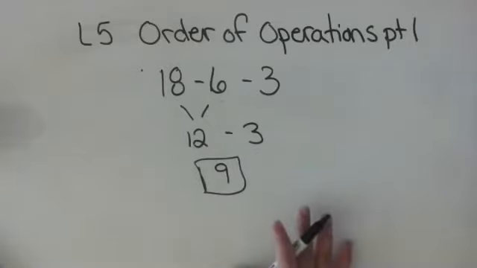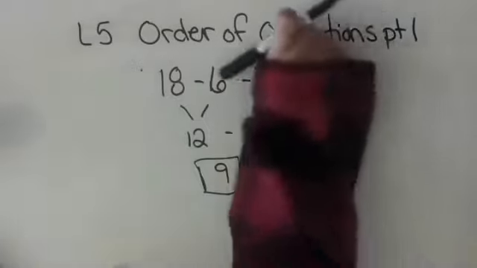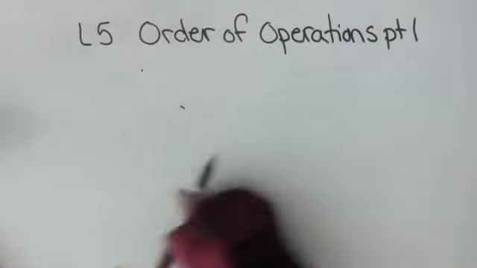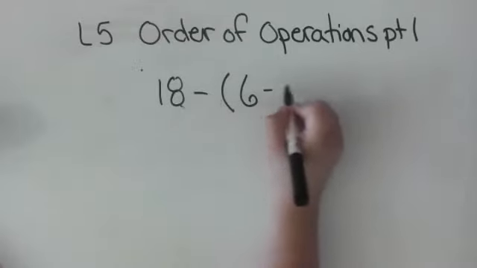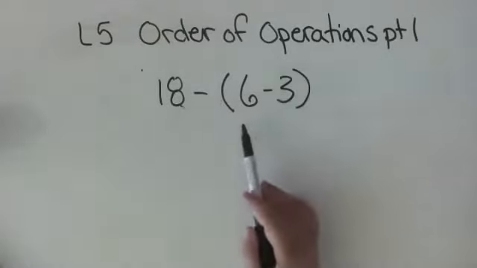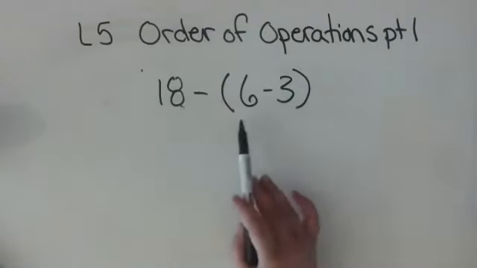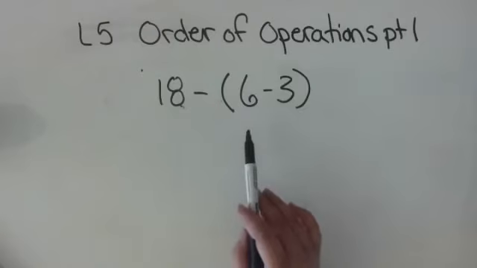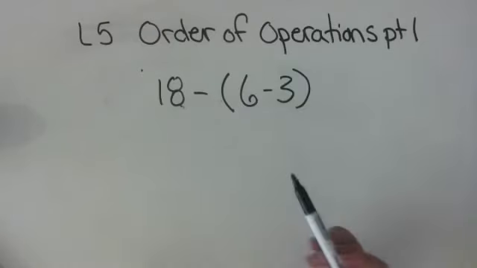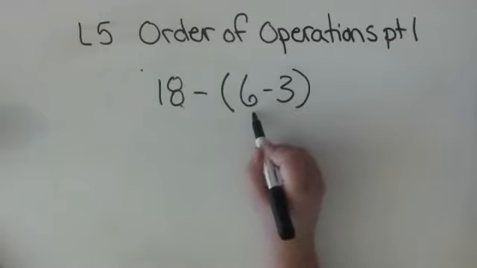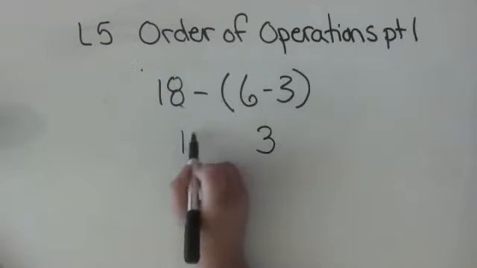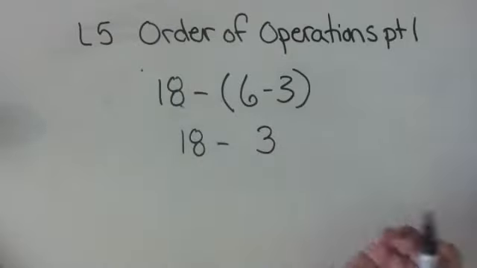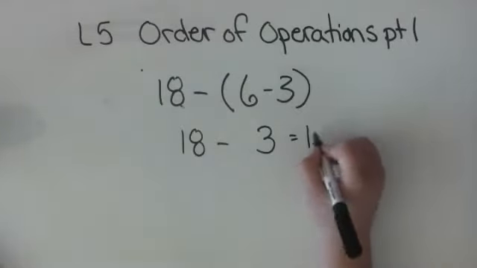Now this changes if we start putting in things like parentheses. What a parentheses is, it looks like this. So we have 18 minus parentheses, 6 minus 3 parentheses. The parentheses tell you, do this one first. They say, do me first, do me first. So we're going to do 6 minus 3 first. 6 minus 3 is 3. Now we do 18 minus 3, which is 15.